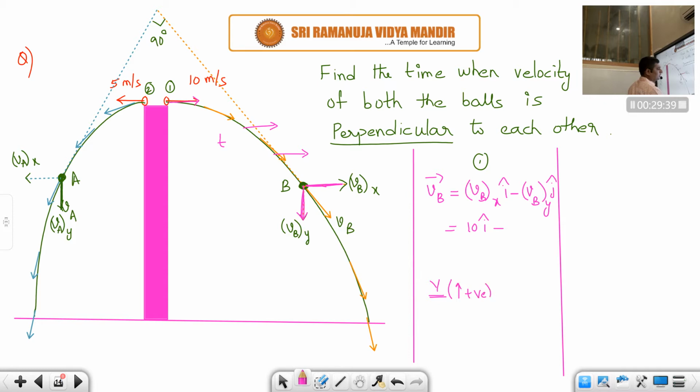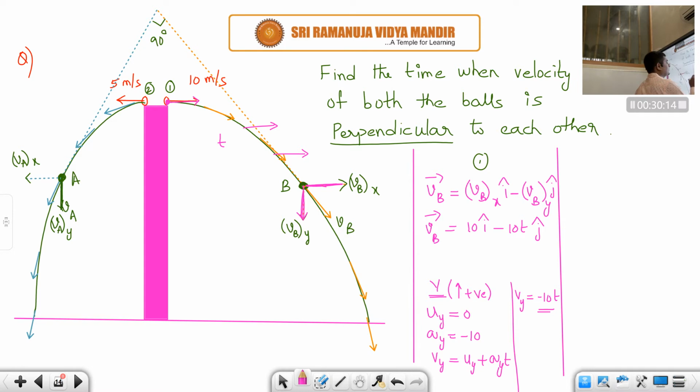Upward is positive. So what is uy, students? Is there any component of this velocity in y direction? No. What is ay? Minus 10 meters per second squared. Now I want vy at B. So vy is equal to uy plus ay into t. Uy is 0, so vy is minus 10t. So I can write here minus 10t into j cap. Again we should not write plus, students. So 10i minus 10tj. This is the velocity of B in vector form.